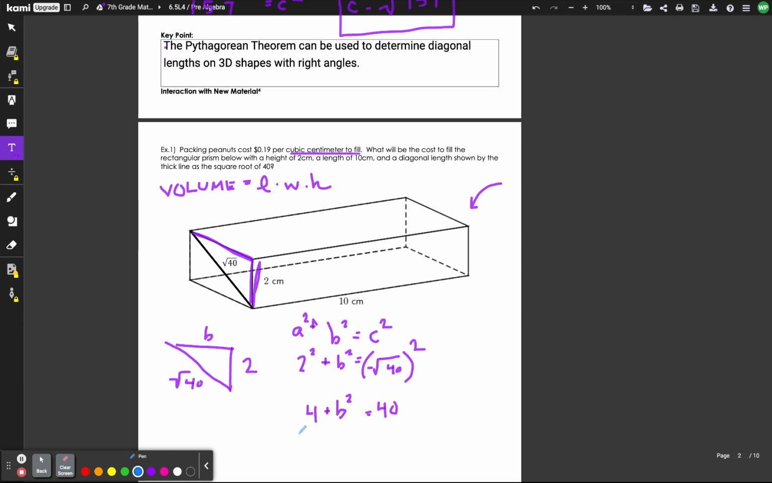So we want to make sure to isolate our variable. So we're going to subtract 4, so that we are left with B squared is equal to 36. But we just want to figure out, hey, what is B equal to? Well, B would be equal to the square root of 36. And the square root of 36 is 6. So that means this length here on this rectangular prism, this box that we're going to be using to pack, would be 6. And since the units are centimeters, it would be 6 centimeters.